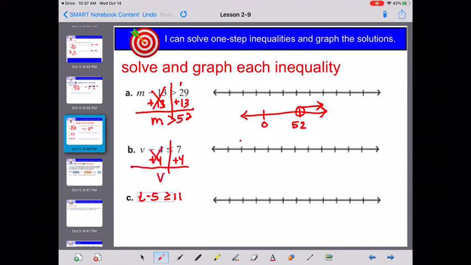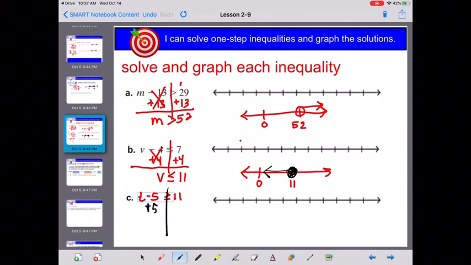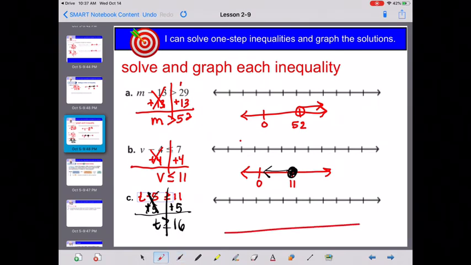I'm going to add 4 to both sides. I put an 11 on there. Numbers less than or equal to 11 are this direction. Okay, and the last problem. This is subtracting 5, so you should add 5 to both sides. T is greater than or equal to 16. On my number line, here's 0, here's 16. Greater than or equal to, so I fill in the circle because it's got that equal to. Here we go.